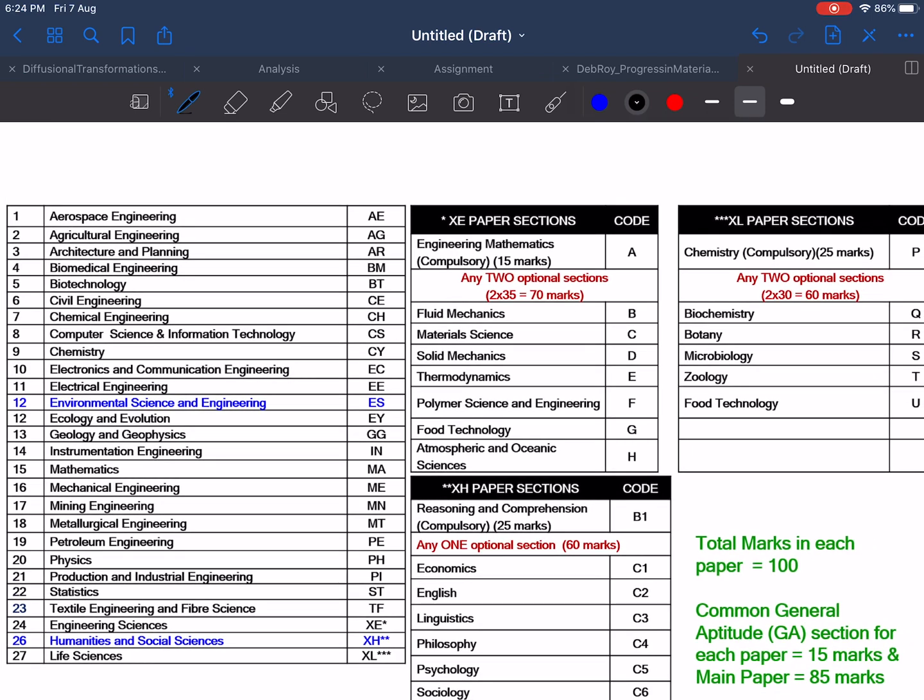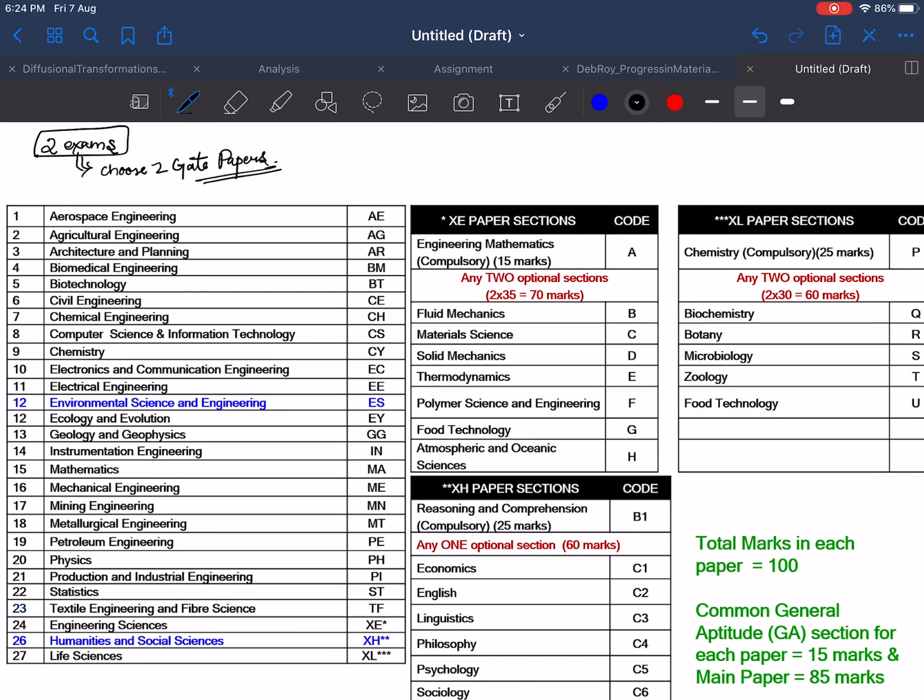Now one major change they brought in GATE 2021 is that a student can write two exams. What do I mean by two exams? You can choose two GATE papers.